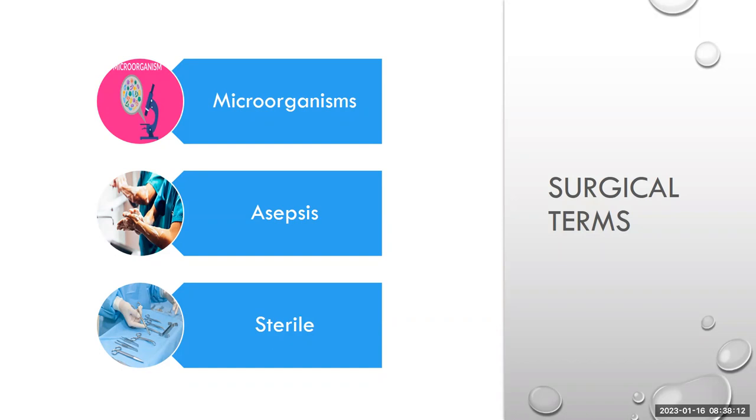So, asepsis is the process of removing or protecting against microbes. Sterile is free from any living microorganisms, good or bad. The state of sterility is difficult to attain and to maintain. It takes strict adherence to rules, standards, and guidelines that we will address throughout this entire course.